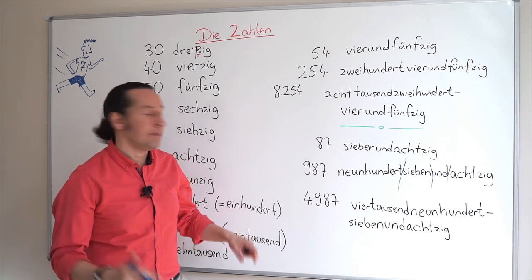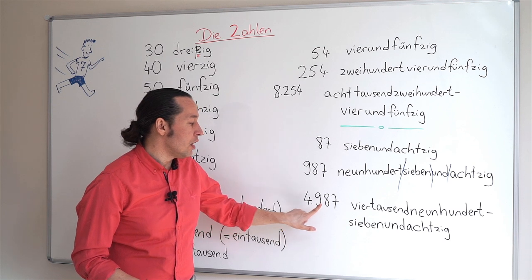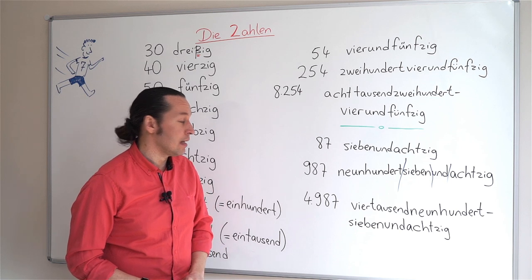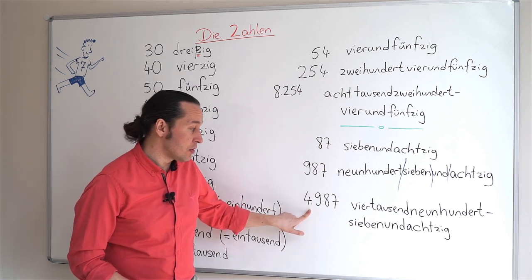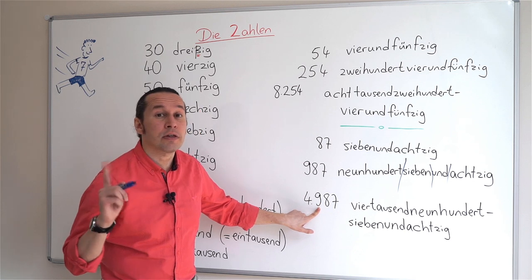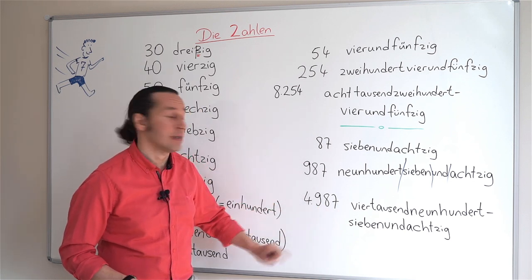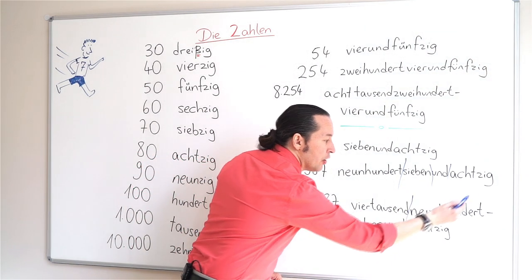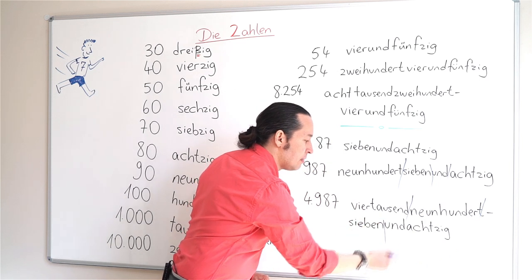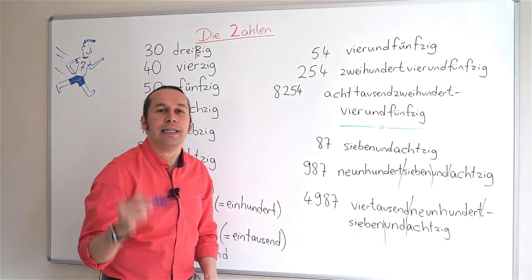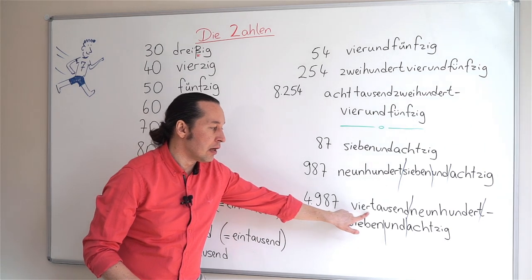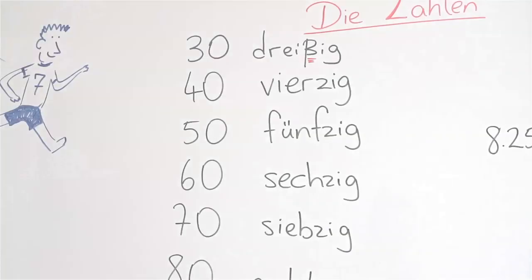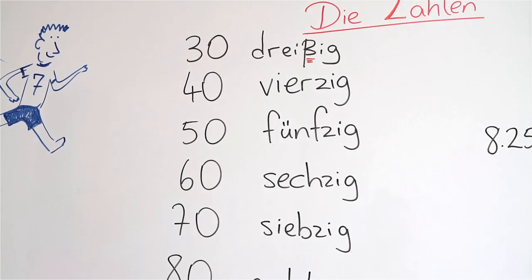Okay, so what if I say 4,987? Easy. I'll say 4,900, watch out, 87. I'll repeat, 4,900, the first digit, 87. And in the written form, that would be 4,987. That easy. I'll repeat, 4,987. Please repeat after me.